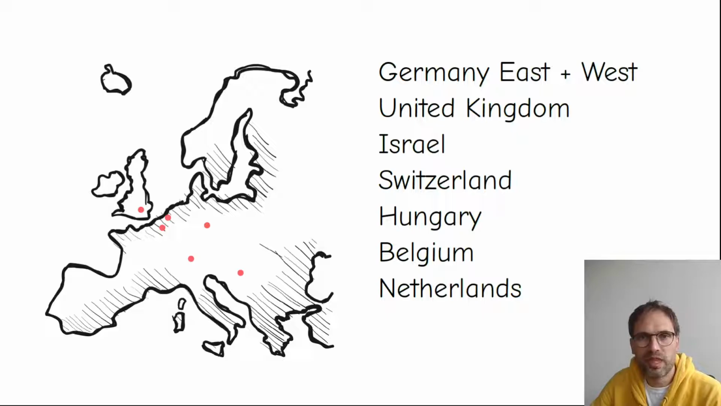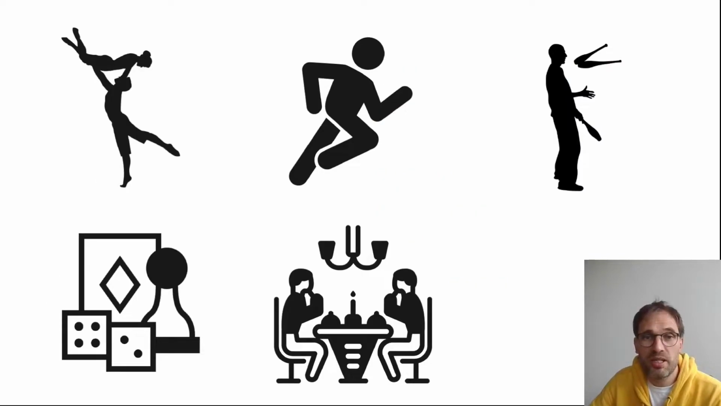So I lived in many different countries. I was born in Germany. I lived in the east and the west part. I lived in the United Kingdom for 2 months, in Israel for 2 months, in Switzerland for 2 years, in Hungary for 2 years, in Belgium for 2 years. Now, for 4 years, I live in the Netherlands. So I've seen a bunch of different places in the world. In my hobbies, I like dancing, running. I used to juggle a lot, don't do that anymore, and like playing board games and hanging out with friends, having dinner, I guess the usual.